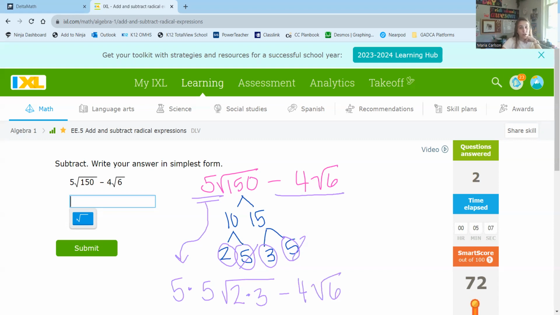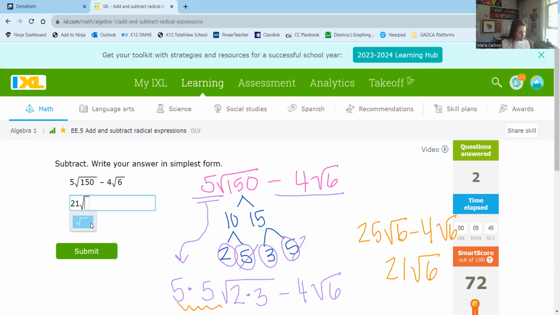Okay, and then we simplify. 5 times 5 gives us 25. So we have 25 square root of 2 times 3, which is 6, minus 4 square root of 6. And then I notice that I have like terms underneath the radical. We both have square root of 6. So I'm going to combine my like terms. 25 minus 4 gives us 21 square root of 6. And here's 21, and then I put square root of 6.